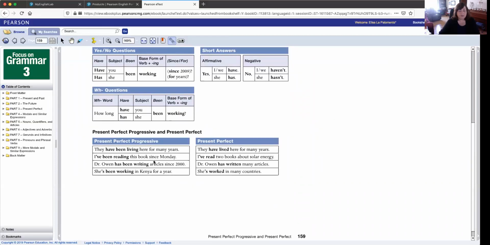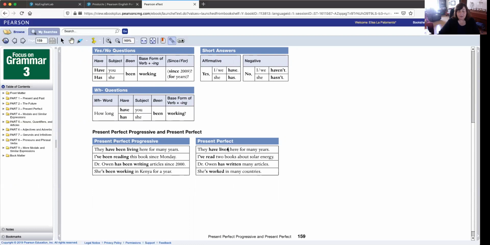Look at the first one. Present perfect progressive. They have been living. Say you see the been, you see the ing. They have been living here for many years. In present perfect, we would say they have lived here for many years.